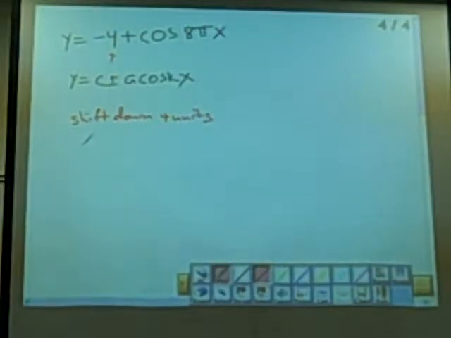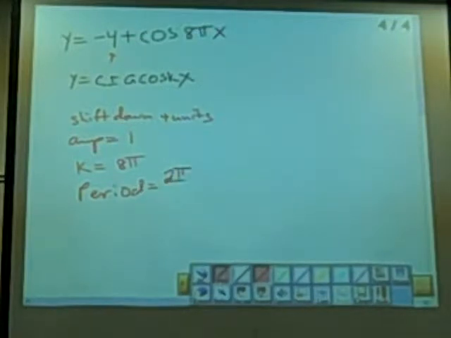Okay? And the amplitude, yeah, that's just 1, right? How about k? Right, 8 pi. So therefore our period is going to be, what's our equation? 2 pi over k. So that makes it 2 pi over what? 8 pi. And so of course the pi's cancel. 2 goes in 8, and that's 4. So our period is 1 over 4.